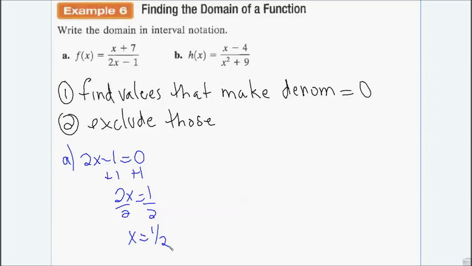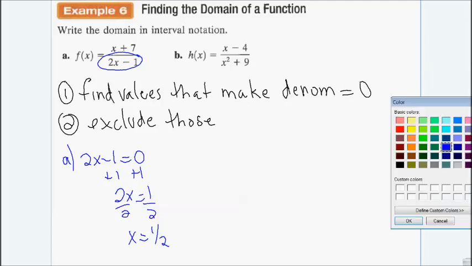Where'd you get the x plus 7 from? Why is it better? I'm only looking at the denominator. That's all I care about is the denominator. Okay, because numerators don't limit the domain. It's only the denominator and only because you can't have 0. So you don't have to worry about the numerator? You just ignore the numerator completely. Then we exclude those values.